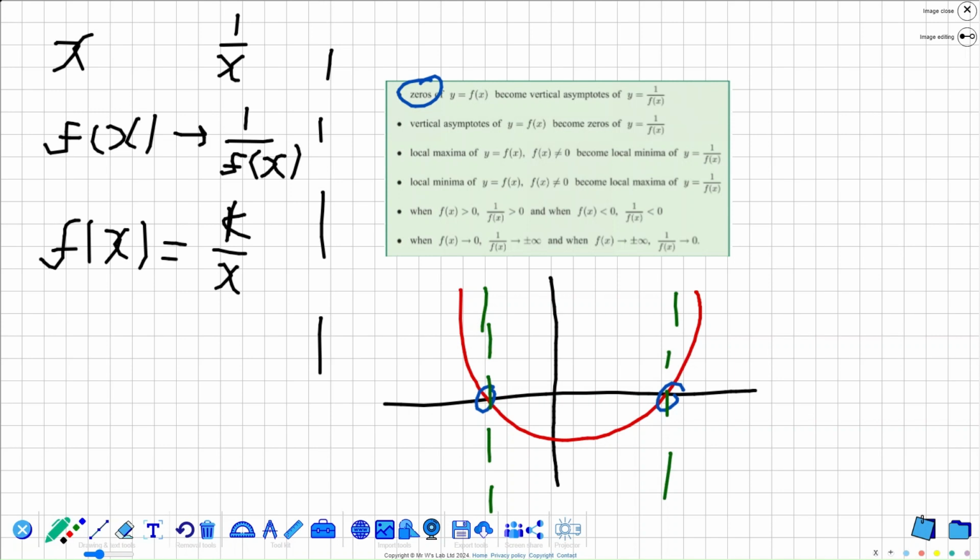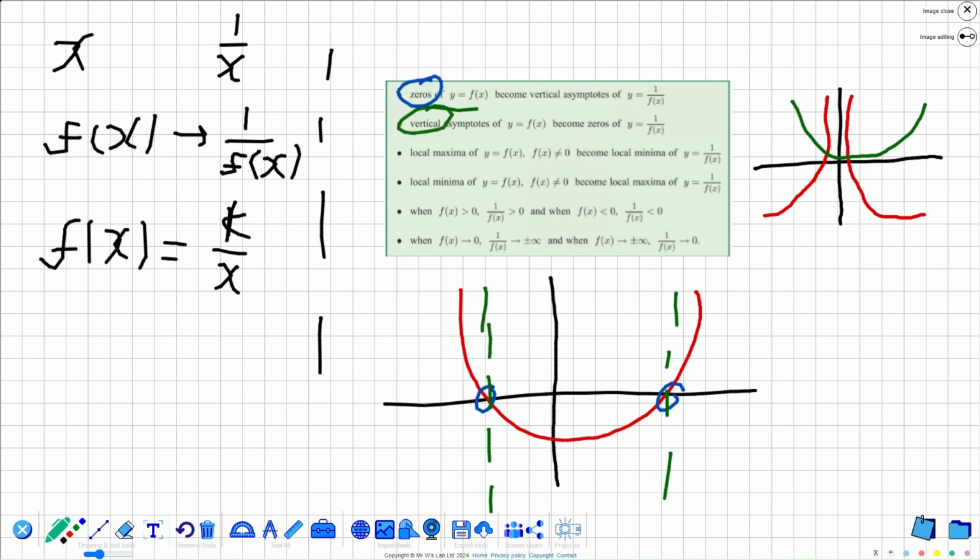Now, to try and cram this in, let's say we've got another function like this, which has maybe a graph that randomly looks like that, with a vertical asymptote in the middle. That will end up becoming a graph with a zero, something like that. So that represents the second point.